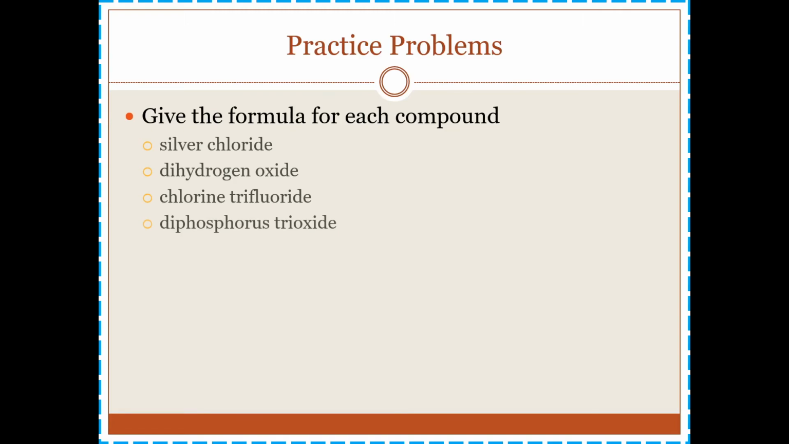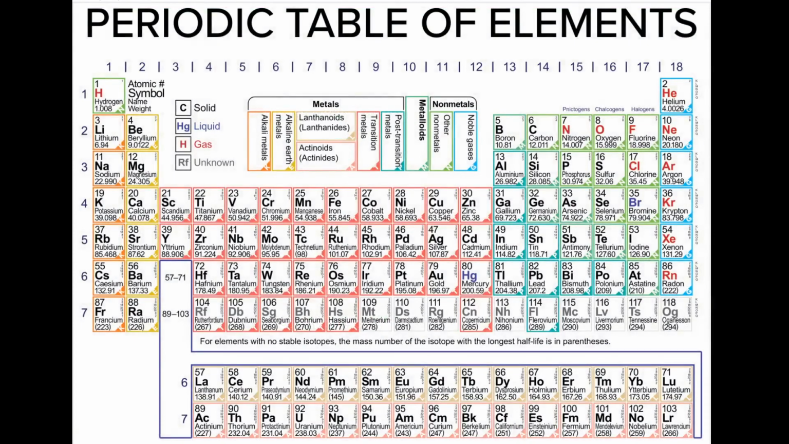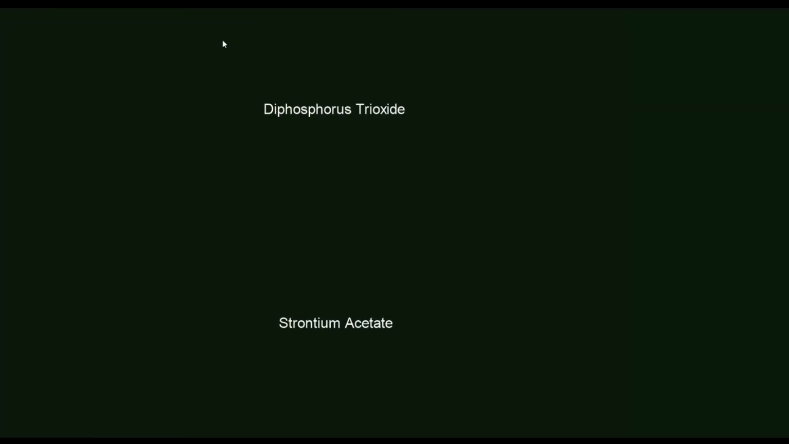Here's diphosphorus trioxide. For diphosphorus trioxide, let's go to our periodic table. So phosphorus is going to be P, oxide is going to be O. So we're going to go in alphabetical order. So it's O, 3, P, 2.